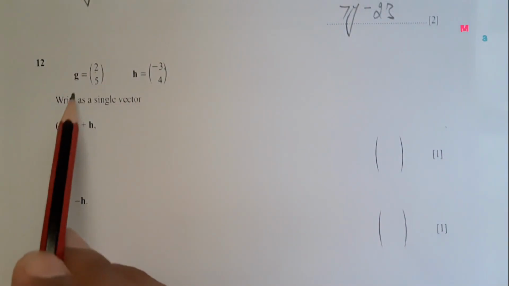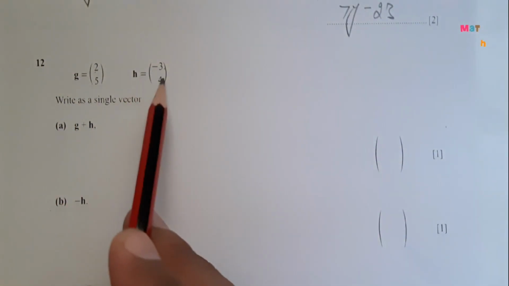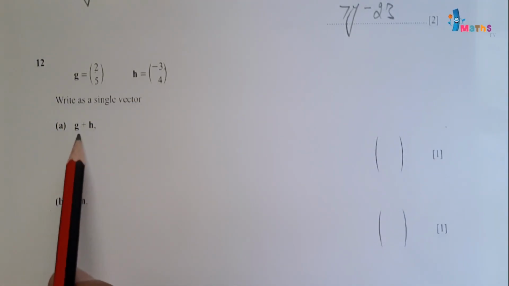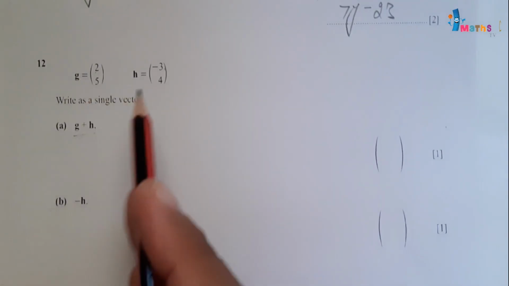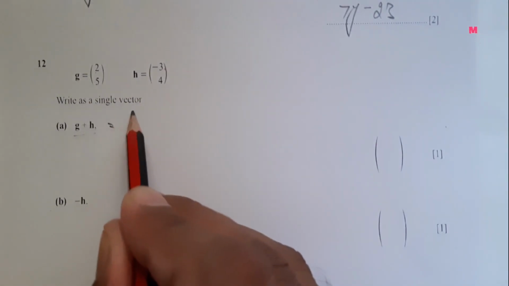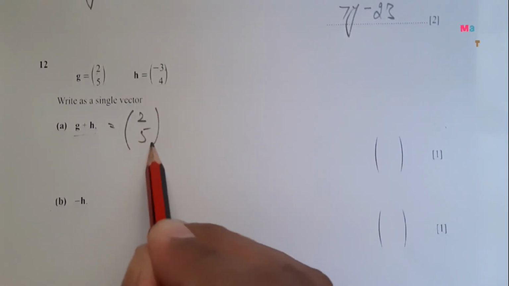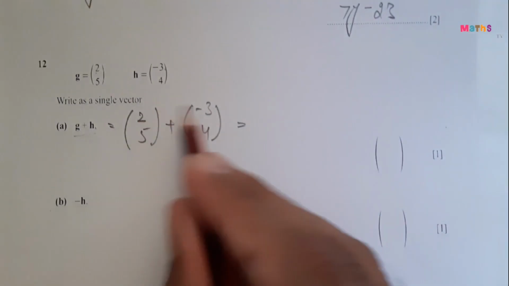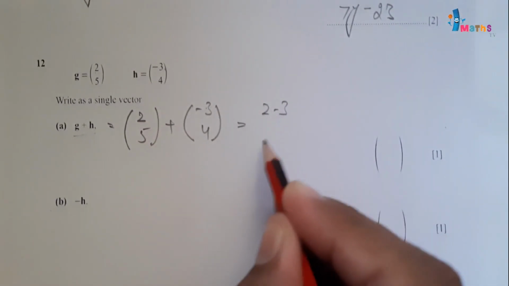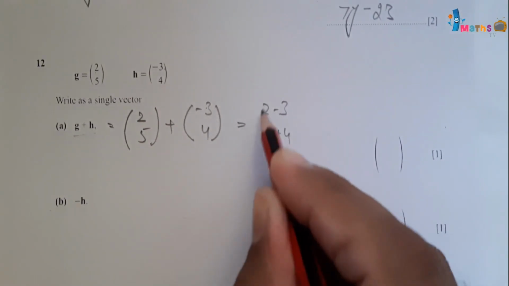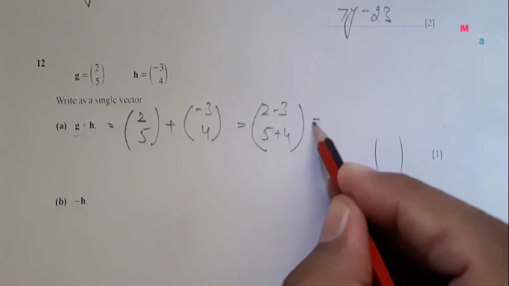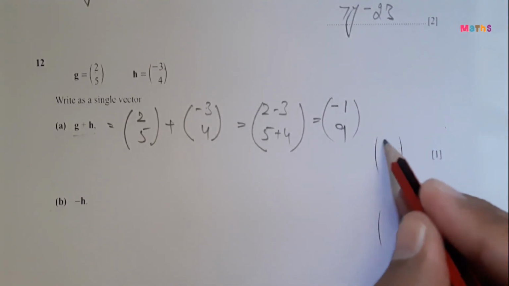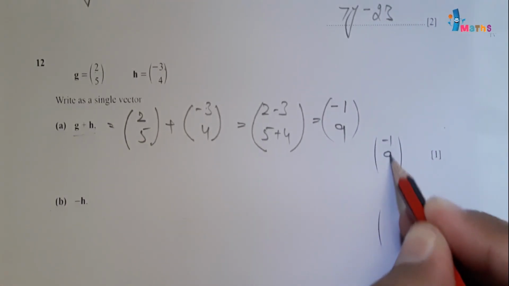Question number 12. G is equal to (2, 5), h is equal to (minus 3, 4). Write as a single vector. So G plus h. So G plus h will be equal to (2, 5) plus (minus 3, 4). So we can add these two. It will be 2 minus 3 and 5 plus 4. So this will be equal to (minus 1, 9). So we will write here (minus 1, 9).